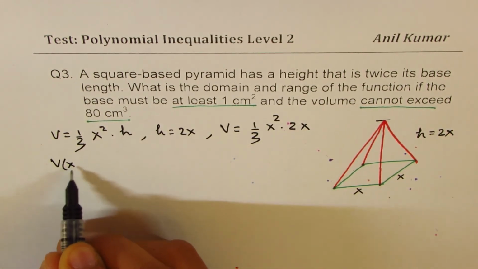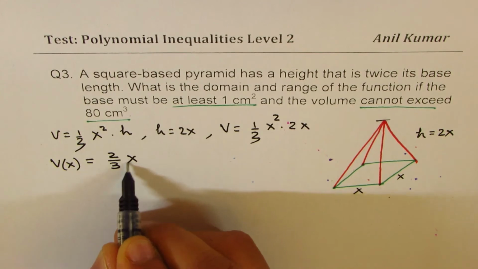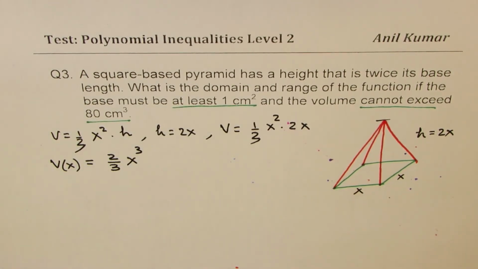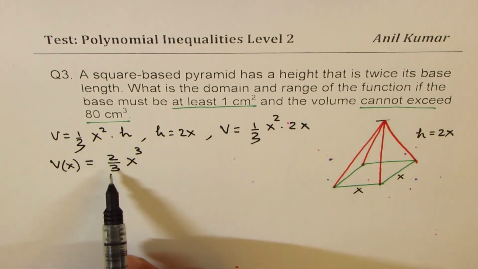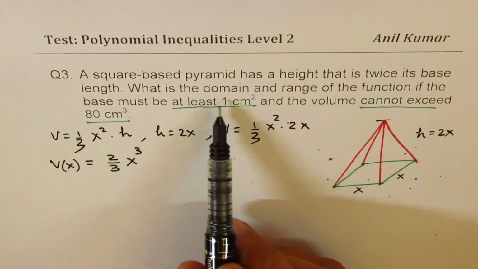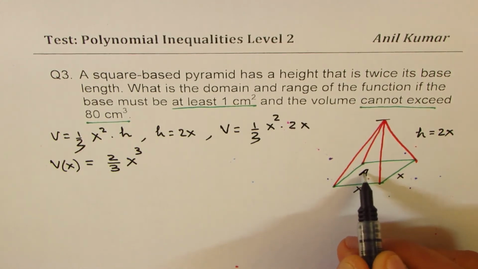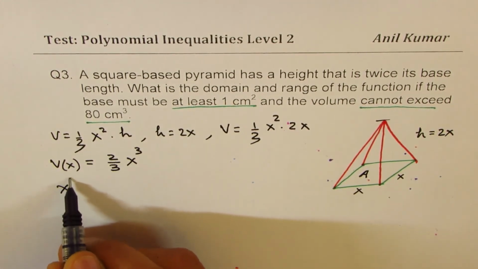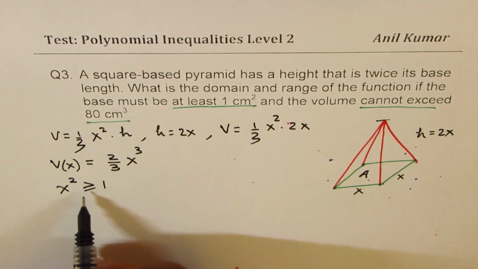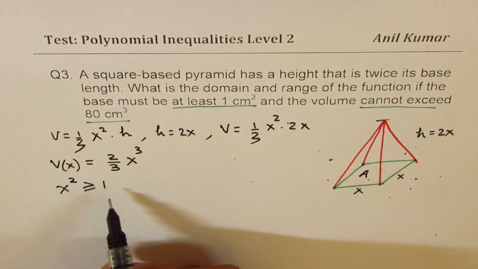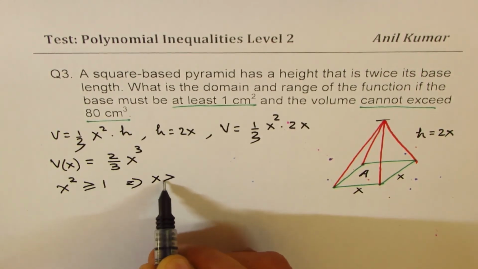So we say volume as a function of base length is equal to 2 over 3 x cubed. Is that portion clear? Units are in centimeter cubed. Now, we need to find the domain. It says that the base area is at least 1. That means the area of the base, x squared, has to be greater than or equal to 1. So that is your domain, and the minimum value is x equals 1, so x is greater than or equal to 1.